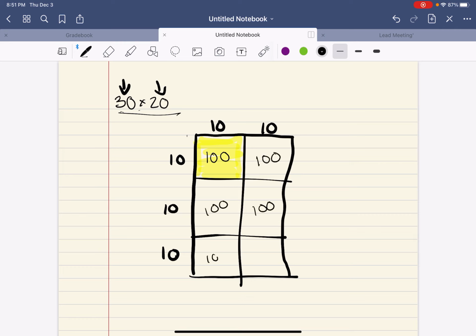Okay, this is to help you remember that 30 times 20 is not 60. It is not. Because look at this. Do we have 6 tens here? We do not. We have 6 hundreds here. So 30 times 20 is 600. Okay, 3 tens times 2 tens is 6 hundreds, not 6 tens. Okay, keep that in mind.